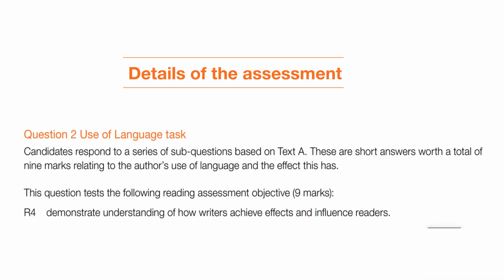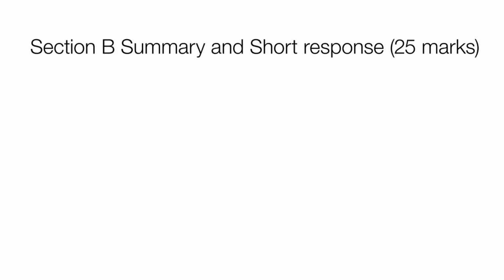Now Question 2 in the first section is based on your use of language. Now here there are short answers, worth 9 marks. So the first question is of 16 marks and the second question is of 9 marks, which is basically based on language. Now this question tests the following reading assessment objective for 9 marks: demonstrate understanding of how the writer achieves effect and influences the reader. So it is based on the language skills of the text.